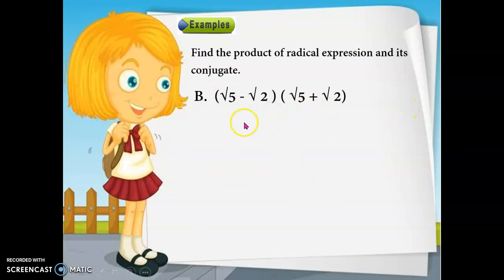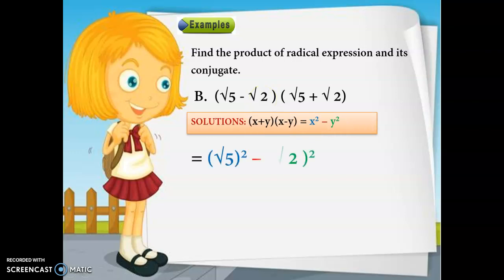Difference and sum or sum and difference. So, first term is the square root of 5, second term is the square root of 2. So, square ulit natin ang first and second term. So, ayan. Square the square root of 5, square root of 2. 5 times 5 is 25, 2 times 2 is 4. Since both is a perfect square, extract natin ito. Square root of 25 is 5, square root of 4 is 2. So, 5 minus 2 is 3.